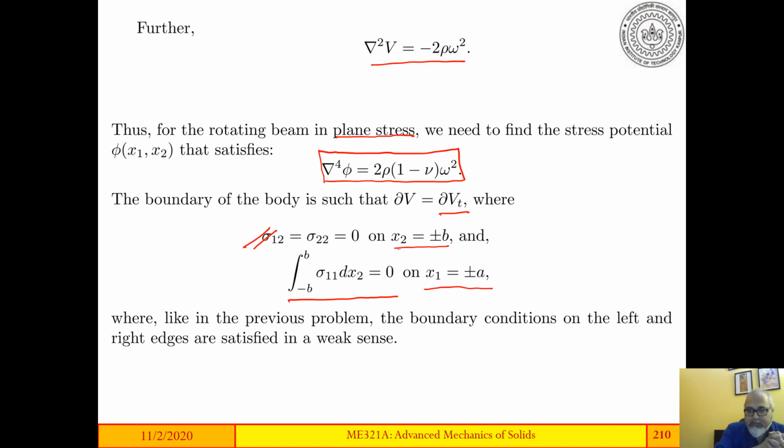Well, I can use 3. I can use the fact that sigma force in the y direction is also equal to 0. The moment is also equal to 0. That will give me two more equations from which I can solve the constants in my series.